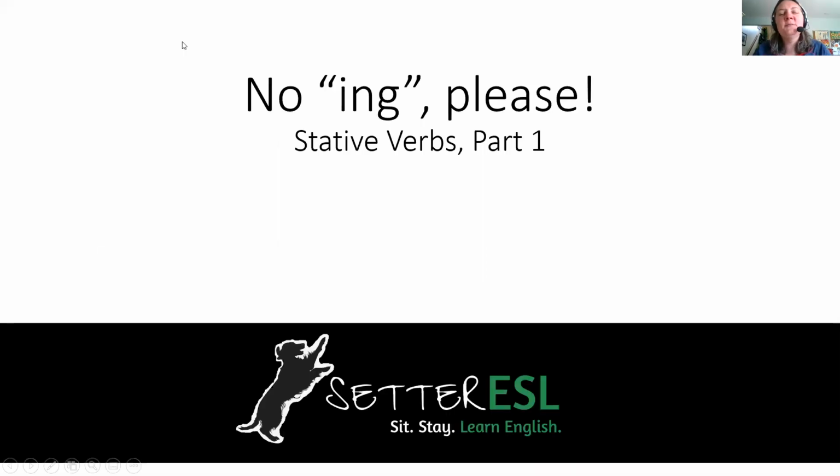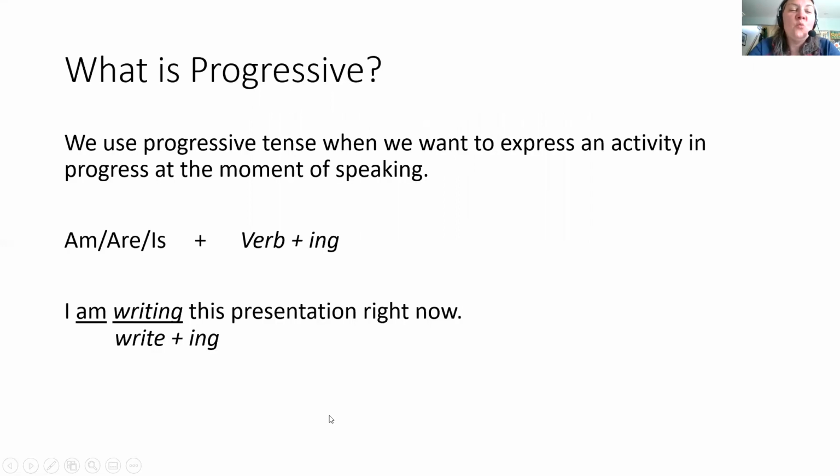Okay, stative verbs, what the heck are those? Those are the verbs that do not take ing. We cannot move these into present progressive. So let's take a look. What is progressive? So maybe I just said present progressive. You're like, oh my gosh, I am really in over my head. Now I'm really confused. What is present progressive?